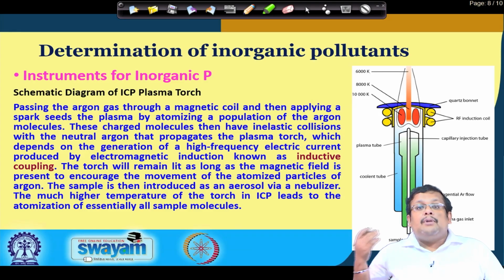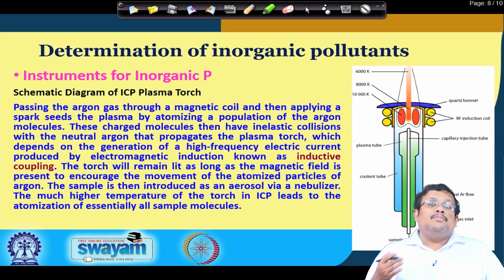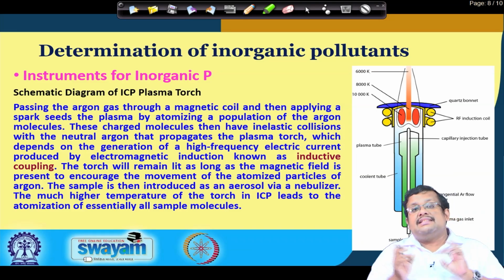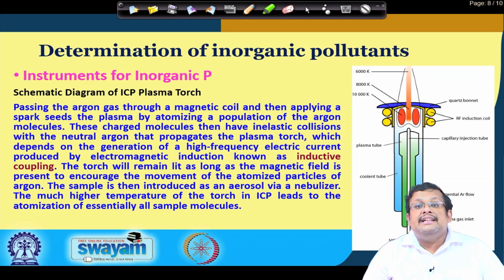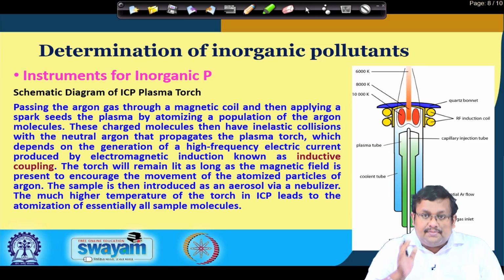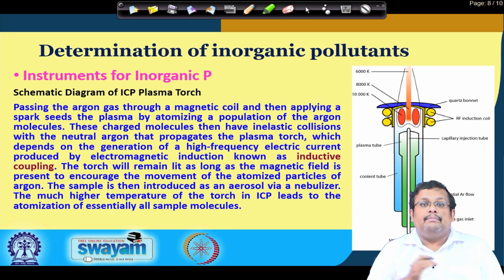by atomizing the population of the argon molecules. Now, these charged molecules then have an inelastic collision. I told you there is a resistive collision. So, basically there are inelastic collisions with the neutral argon that propagates to the plasma torch, which depends on the generation of the high frequency electric current produced by the electromagnetic induction known as the inductive coupling. So, that is why it is known as inductively coupled plasma. This plasma is generated by inductive coupling.